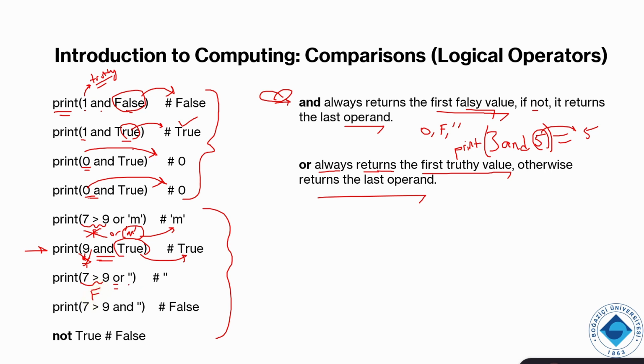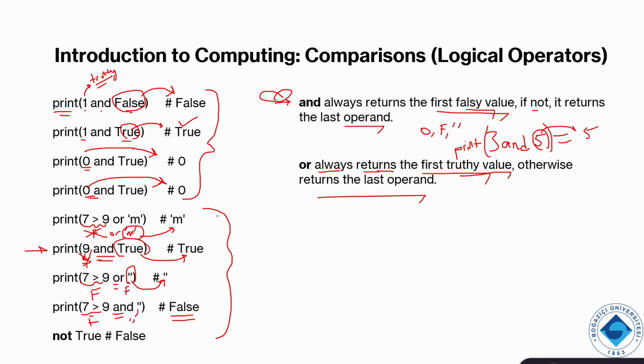Then we are checking false or false. Again, that one is false, right? So if there is no truth value, it will return the last operand. It is that one. And again, we have one more and. That one is false, and that one is a string with empty. So we are checking these two. So it will return the first value again. So it is false.